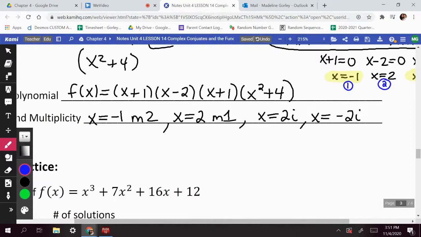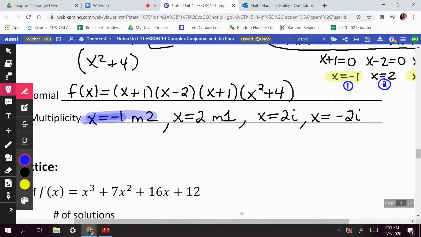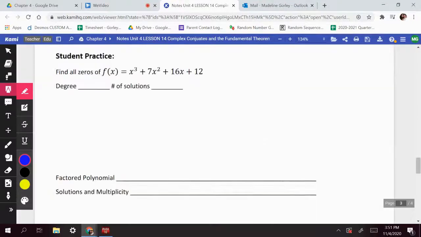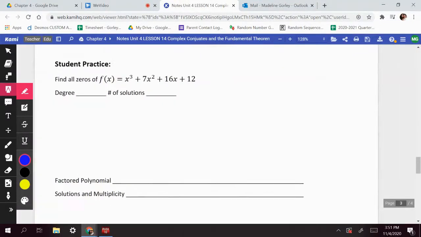Now, -1, we're counting twice. So that's 1, 2, and we have 3, 4, 5 total solutions. All right, so in this student practice, try to pause the video and see if you can do this one.